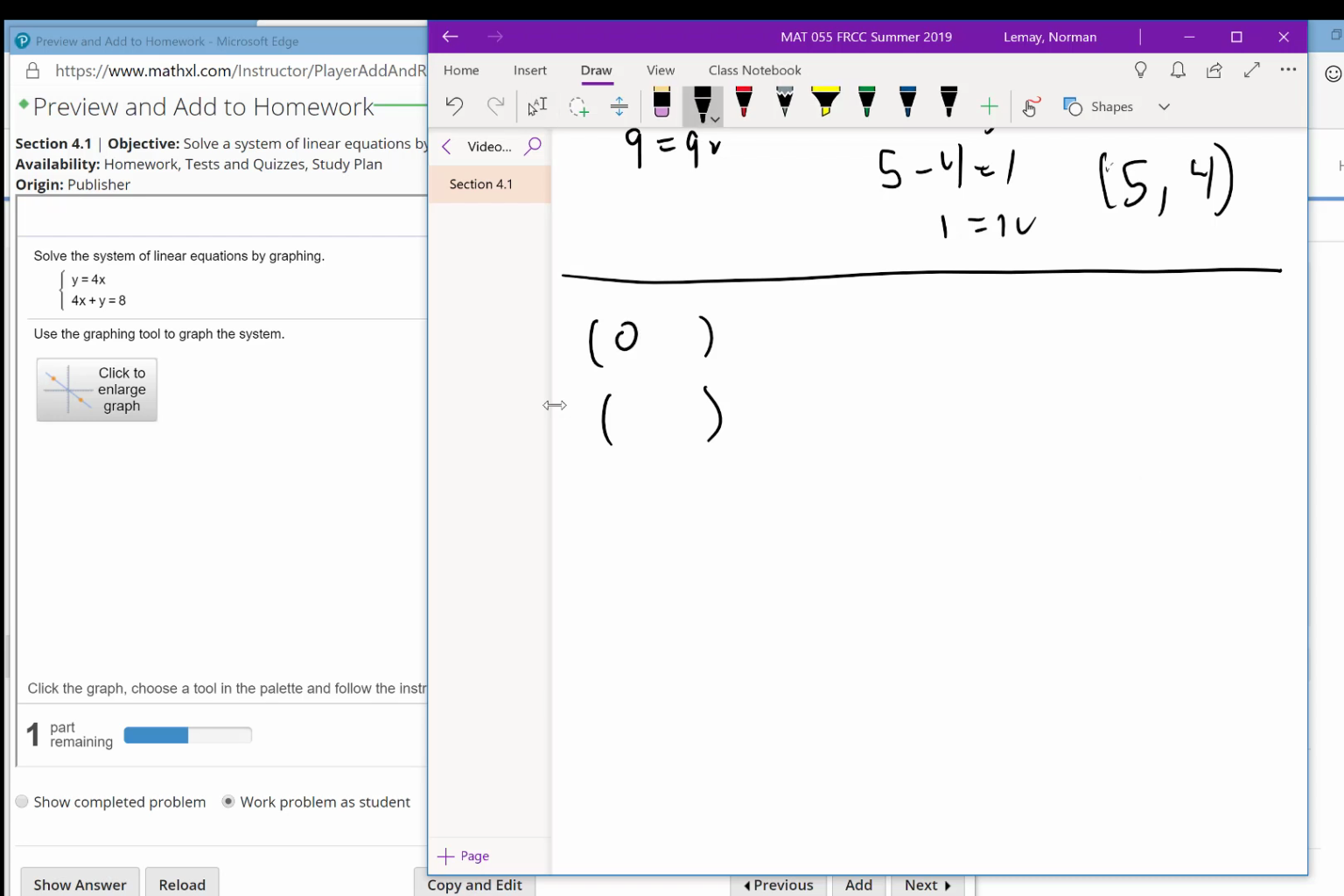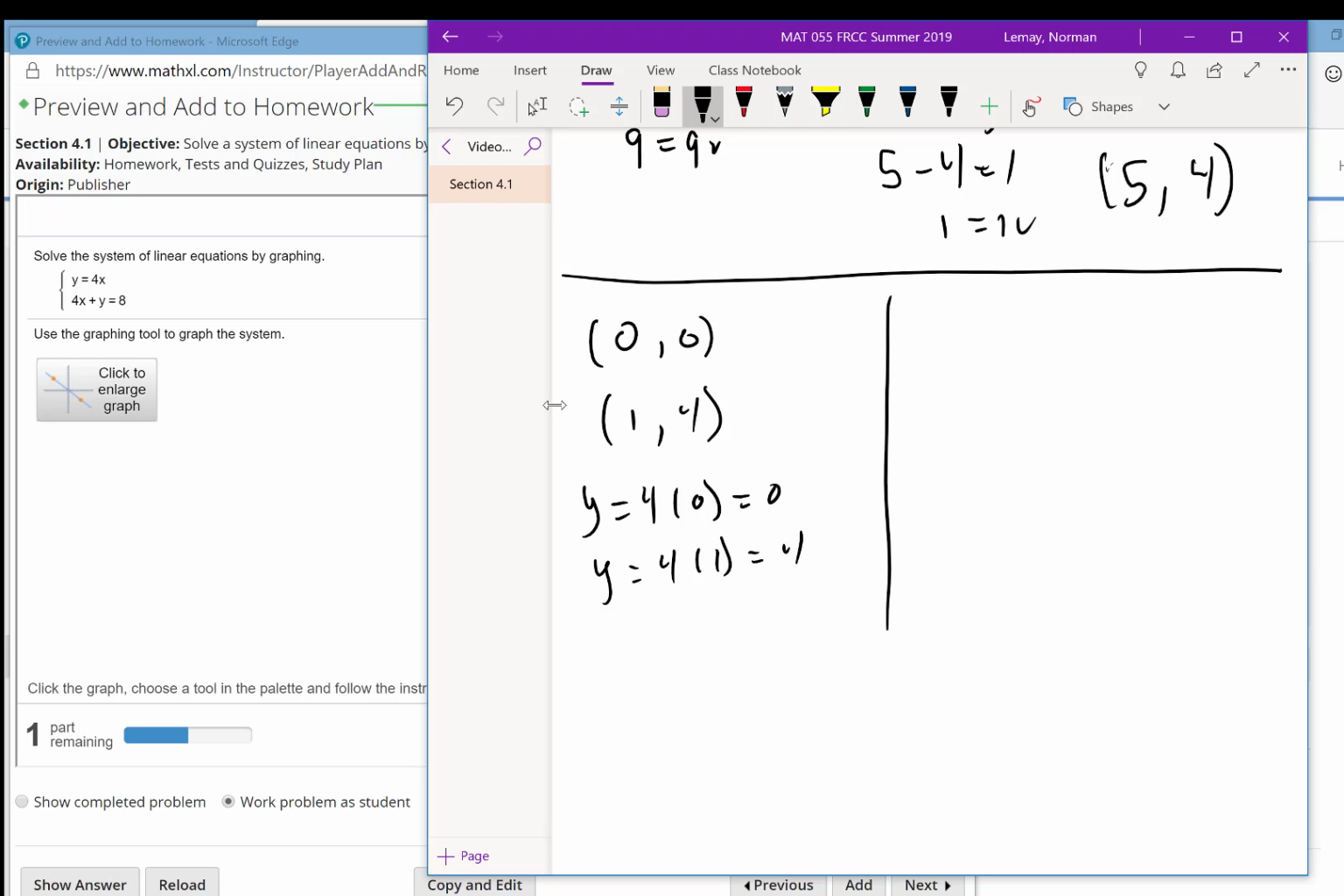So I'm just going to compute an x equals 0 and an x equals 1. Notice that when I substitute 0 in, I get y equals 4 times 0, which is equal to 0. So I get 0, 0. And when I substitute a 1 in, I get y equals 4 times 1 equals 4. So there's my 2 points for the first equation.